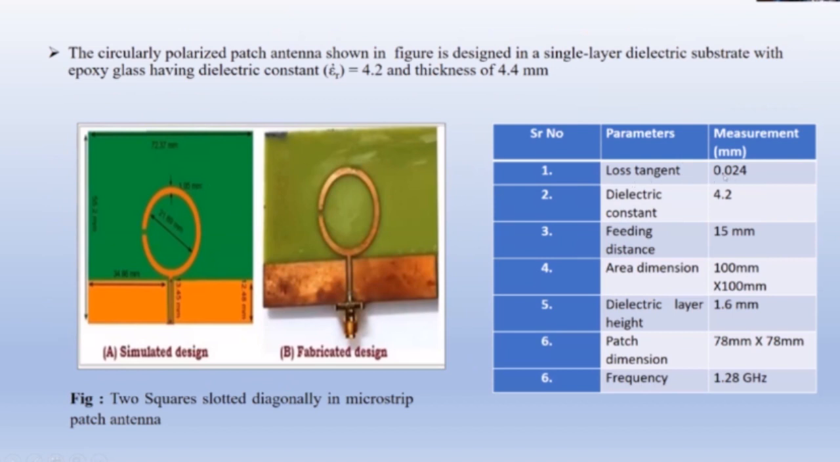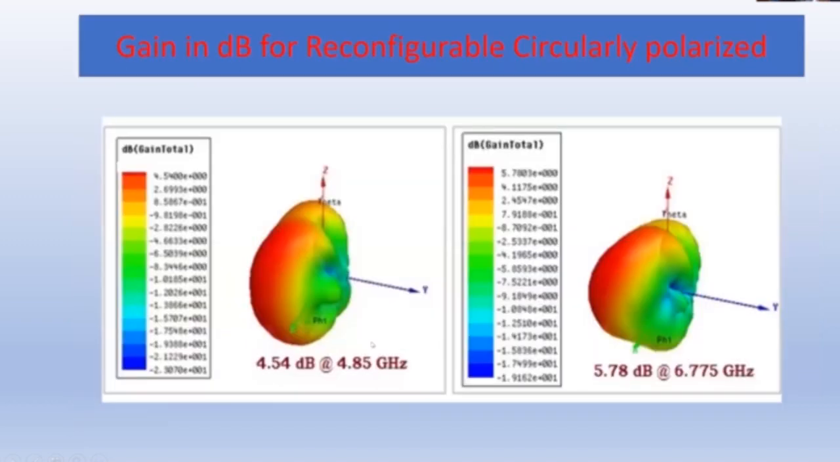The loss tangent was 0.0024. Dielectric constant is 4.2, and these are the dimensions. Dielectric layer substrate, metasurface layer substrate is 1.6 mm. These are the patch dimensions. And these are the simulated results.